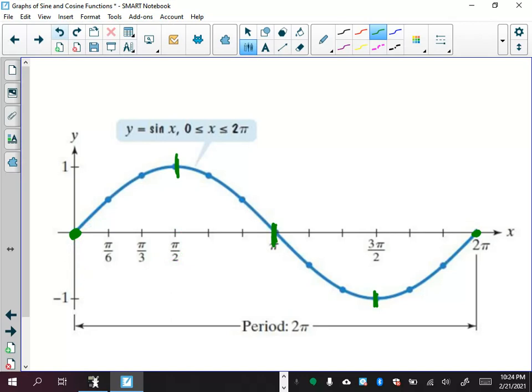Okay. And then you notice your period is 2 pi. We call it a period because when we're talking about trig functions, a period is the same thing as a revolution. But since we're not going in a circle on a sine graph, we're only looking at the y values, we call them periods. All right. So when you do one full period, you've done one complete cycle.